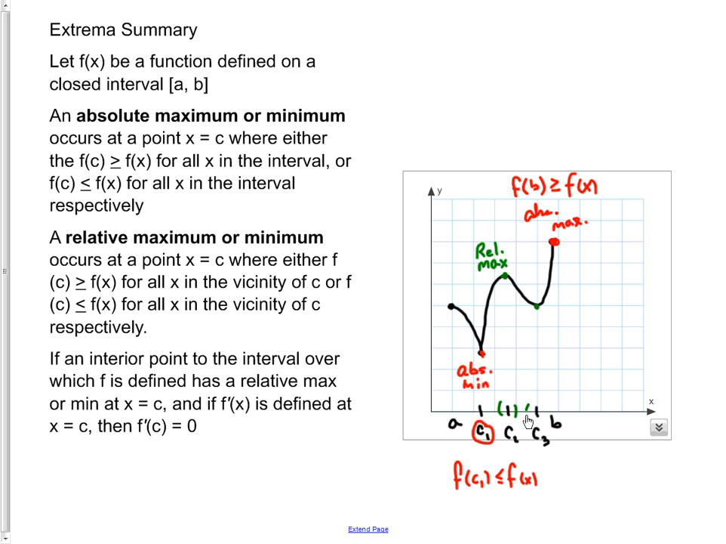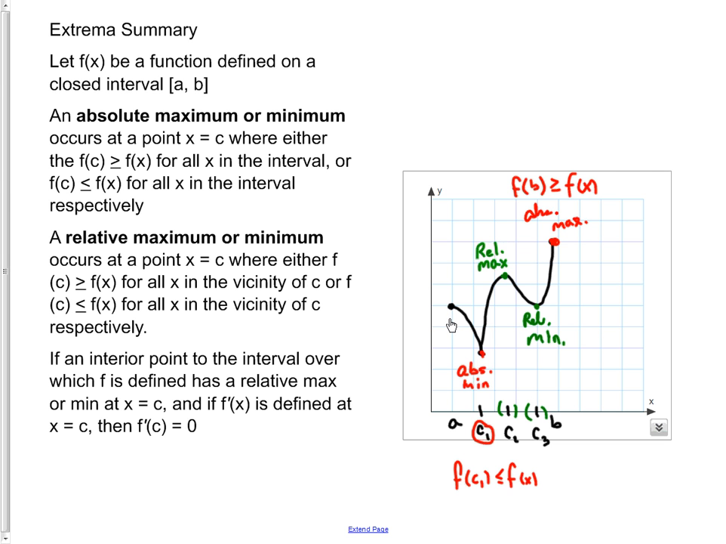Likewise, right here at c3, if we're within the vicinity of that point, then f of c3 is less than or equal to the values of f of x near it. So in the vicinity, I'm talking about just some small little interval interior to our overall interval from a to b for this function, where we have either a minimum or a maximum as compared to the points around it. All absolute minimums and all absolute maximums are also relative, right? Because by that definition, all those values are near.